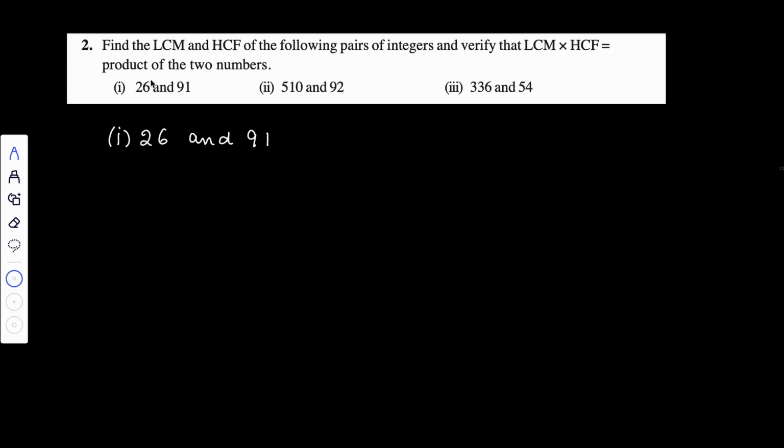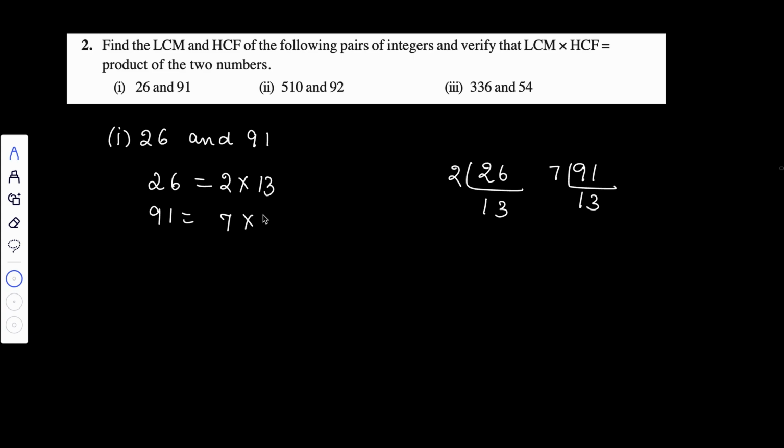Now we are going to the second sum. Find the LCM and HCF of the following pairs of integers and verify LCM into HCF is equal to product of the two numbers. First question is given 26 and 91. So we have to factorize here 26. If we divide by 2, we will get 13. So we can write 2 into 13. Then we have 91. We can divide by 7. It goes 13 times. So 91 is equal to 7 into 13.